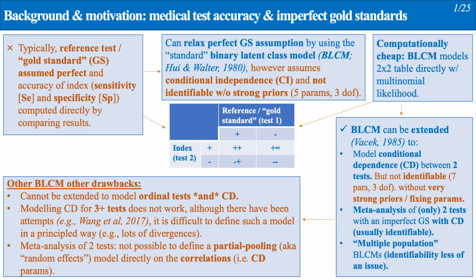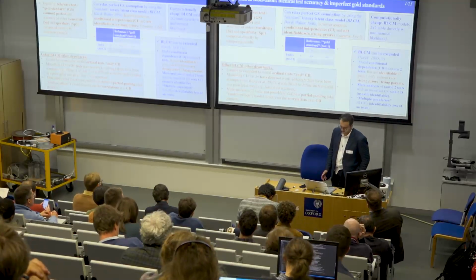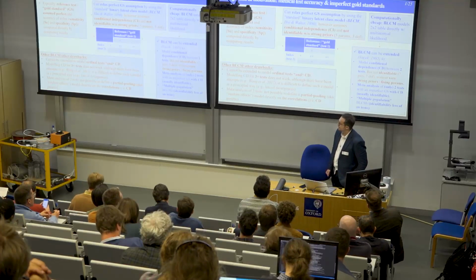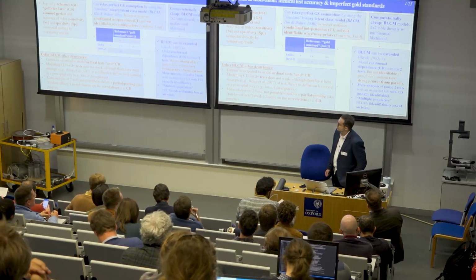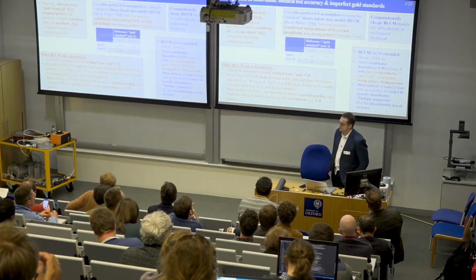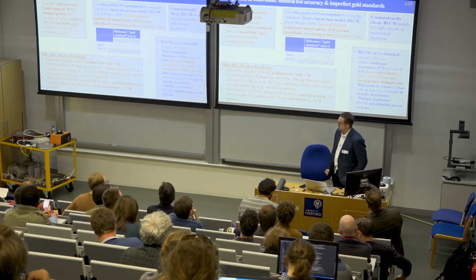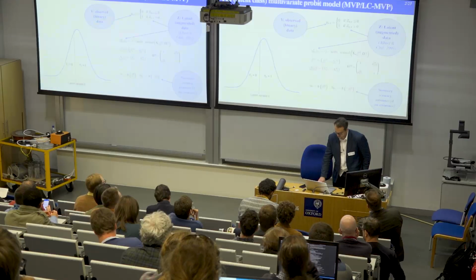You can also extend it to meta-analysis, where identifiability becomes less of an issue. Or multiple population models, which are basically just meta-analysis models, but with complete pooling or fixed effects, or whatever you want to call it. And they do have important drawbacks though, like they can't be extended to model ordinal tests without dichotomizing the data, or 3 or more tests, which is often the case, as you have many tests. And for the meta-analysis, it's really difficult to partially pool the conditional dependence parameters.